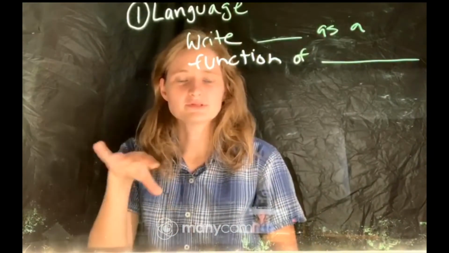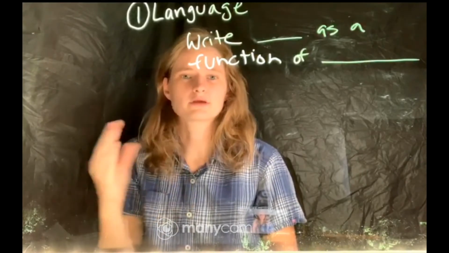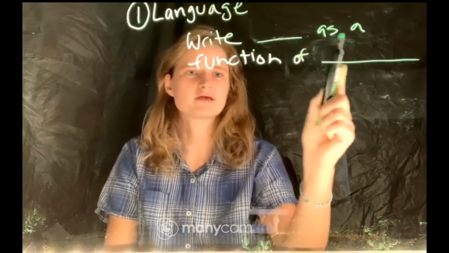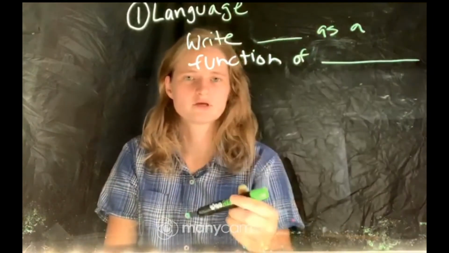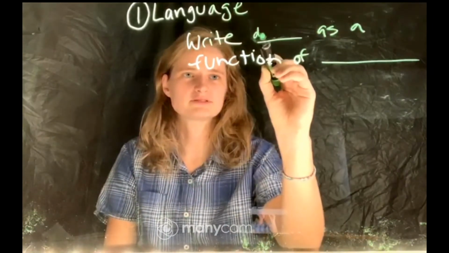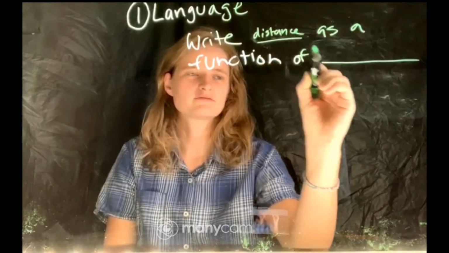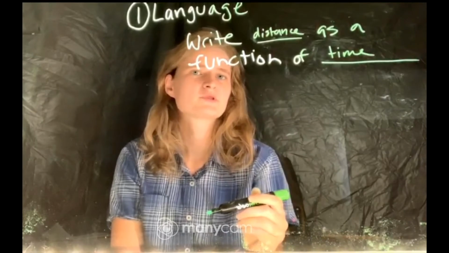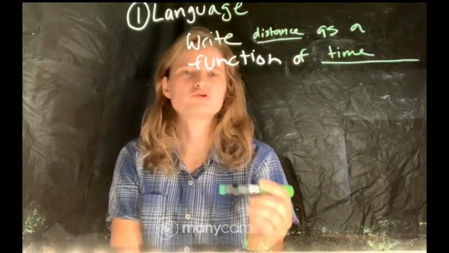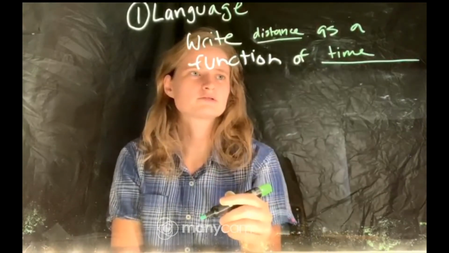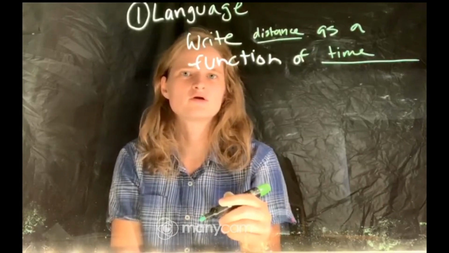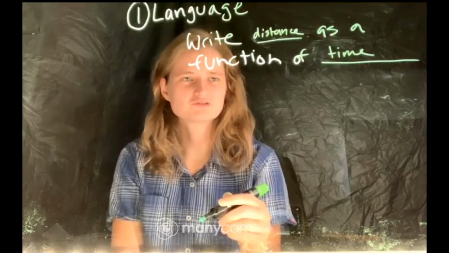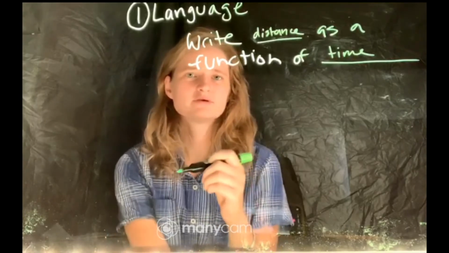Before we jump into an example, I want to talk a little bit about the language that you'll often see in a word problem. So you'll often see something like "write blank as a function of blank." So for instance, write distance as a function of time. You would probably see that a lot in your physics classes. It could also be write cost as a function of time, or write how tired you are as a function of how many hours you spent on Zoom today. Really, it could be anything.